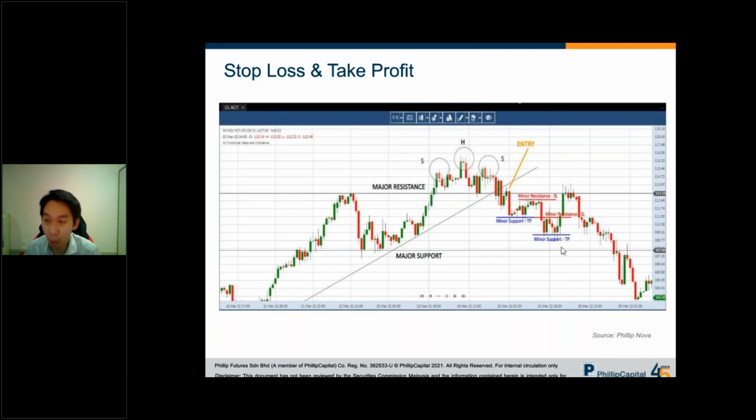Okay, you always move your stop loss to each of the minor resistances as they form, and take profit at the support levels as they form. Okay, and alternatively you can use the major resistance and major support to guide you on where price will ultimately hit.